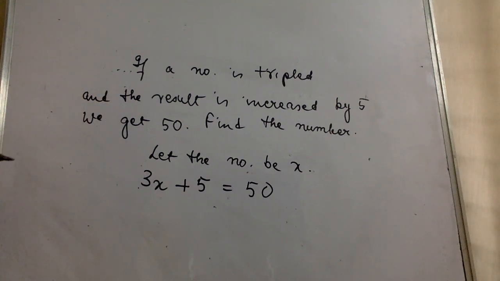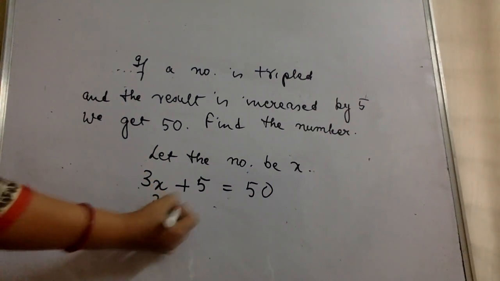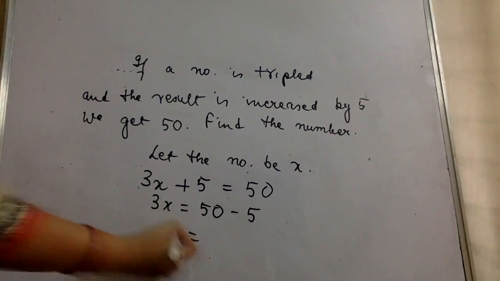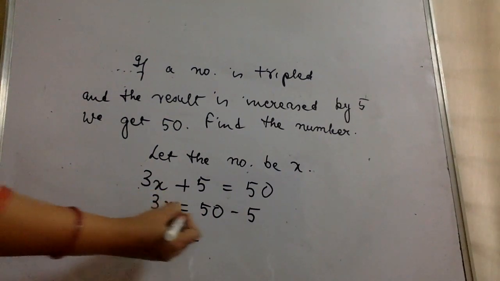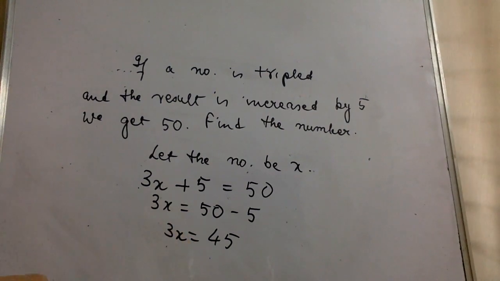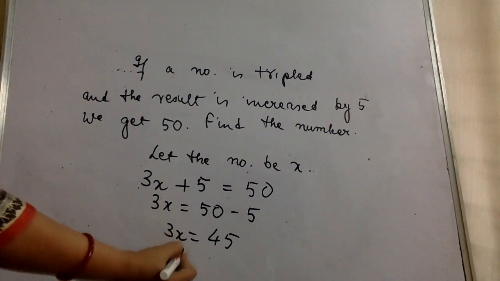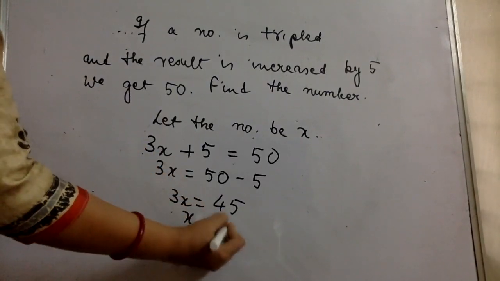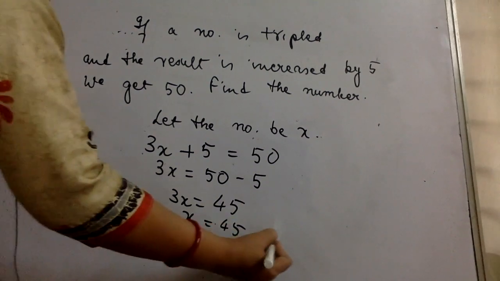Okay, so 3x plus 5 is equal to 50. Then 3x is equal to 50 minus 5, I have done transposition here. You can see this is 45 and 3x. Now x is equal to 45 by 3, which is 15.